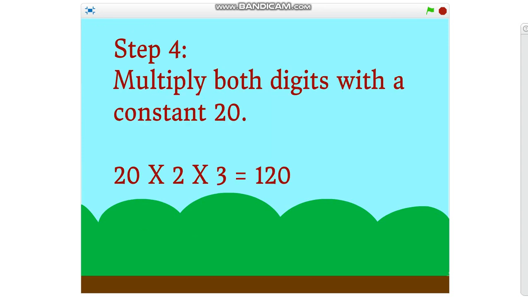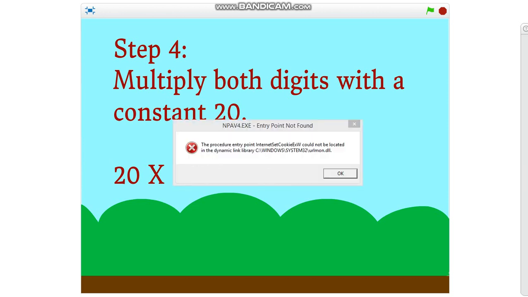Step number 4. Multiply both digits with a constant 20. Let us not get into the logic behind using a 20 here. That's a different kind of a story. But we are going to use 20 multiplied with the digits involved in the number. Here the digits are 2 and 3. So 20 times 2 times 3 will give us 120.